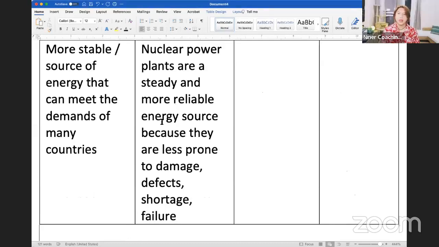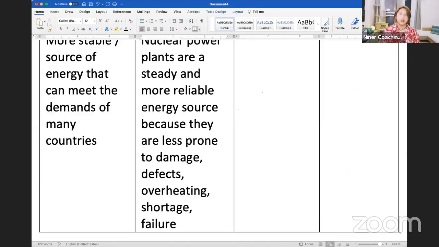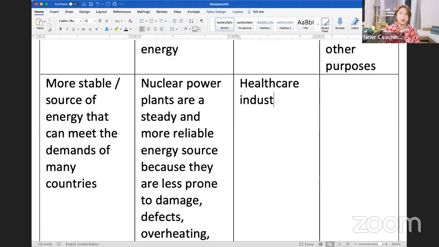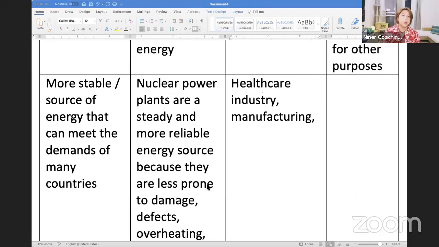Overheating. Okay, let's add that. What particular industries will benefit from 24 hours power? What businesses? Yes, the healthcare industry. What else? Give me other examples, like manufacturing. All right, what else? What other industries?